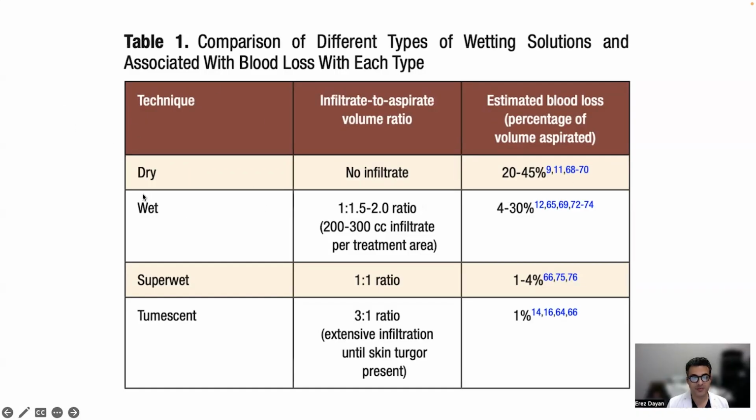In fact, very few people even perform wet technique, which is like a 1 to 1.5 ratio of infiltrate to aspirate. Most plastic surgeons today perform what we call the tumescent technique. And what that means is you're basically filling the soft tissue with the tumescent infiltrate until the skin looks full. And then basically we're obtaining a 3-to-1 ratio, which minimizes the risk of bleeding.